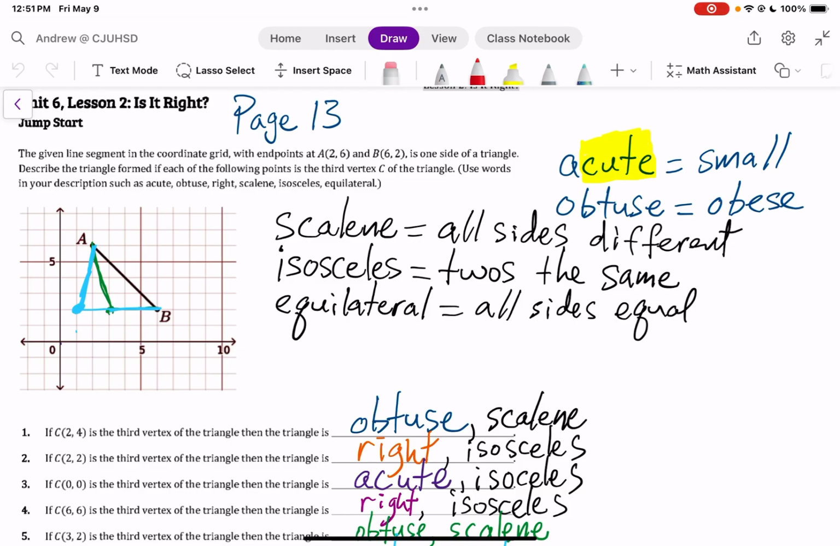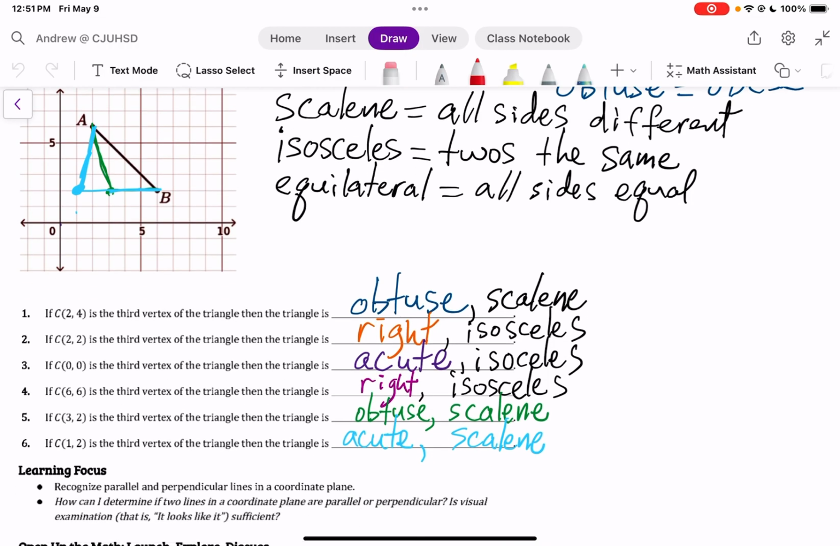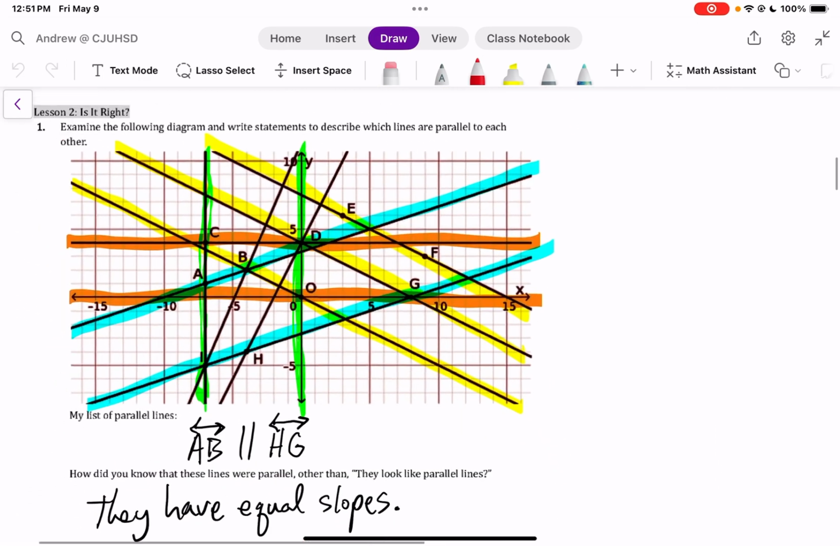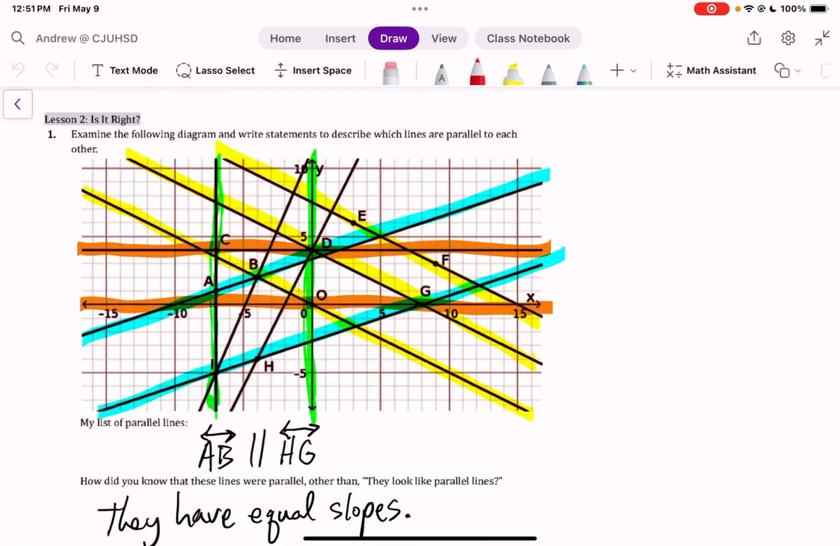A scalene triangle is a triangle where all the sides are different. An isosceles triangle is a triangle where 2 of the sides are the same length. And equilateral means all the sides are the same length. So we looked at moving these third points on the graph to different places and looked at how that made different kinds of triangles. Then on number 1 here, we tried to identify which lines are parallel to each other.